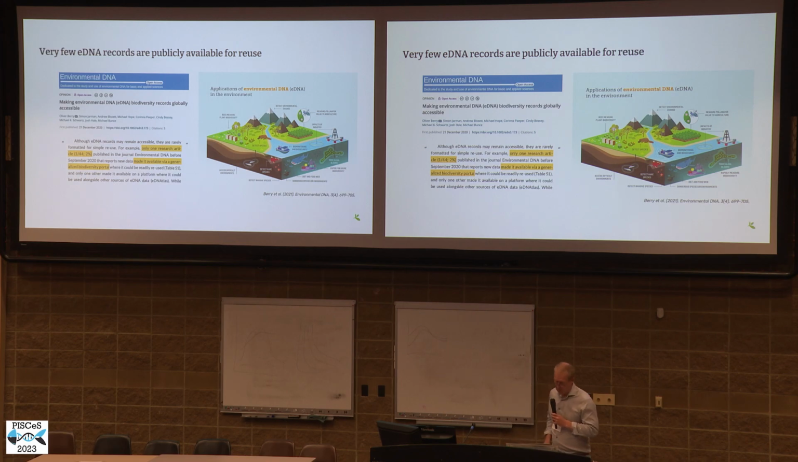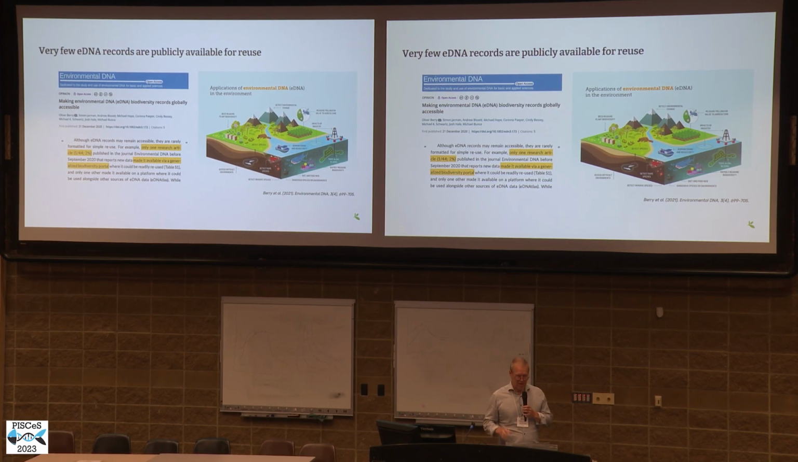This is a publication, I will speed up a little now. It shows that only one in 44 papers published in the Environmental DNA journal actually had the data published to a biodiversity database like GBIF, which is of course a disaster.